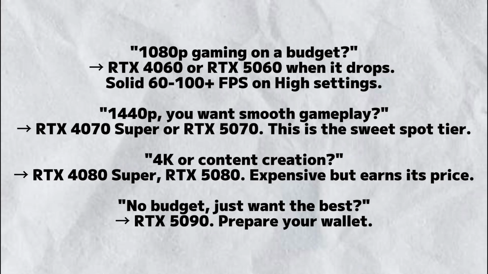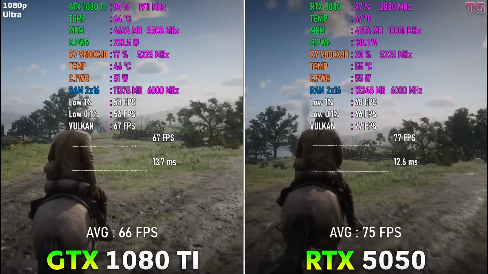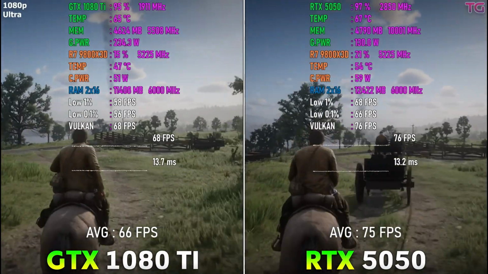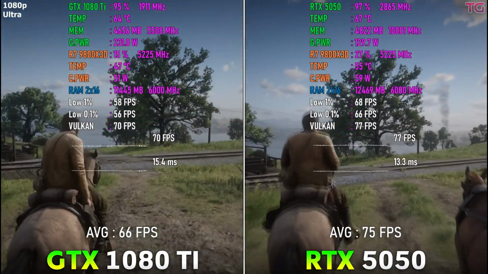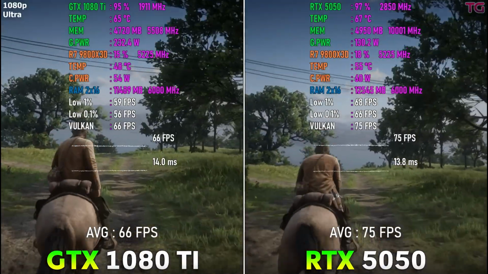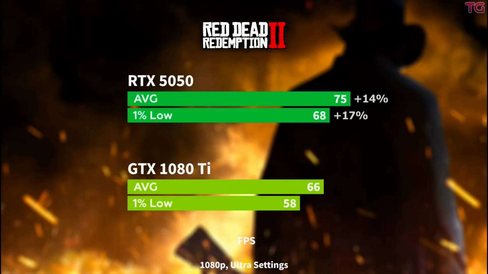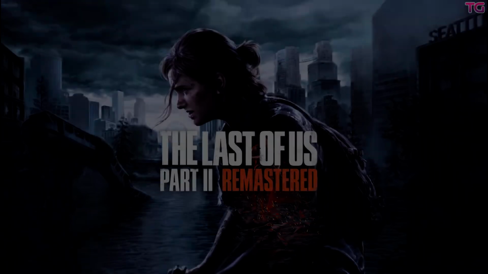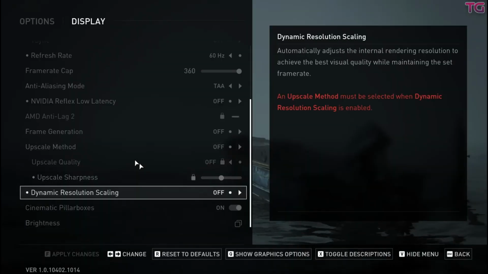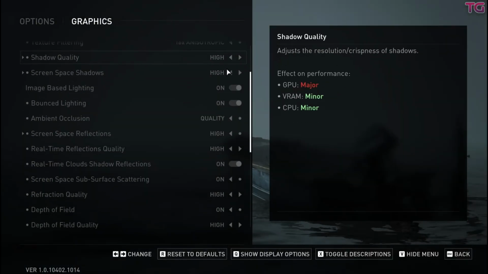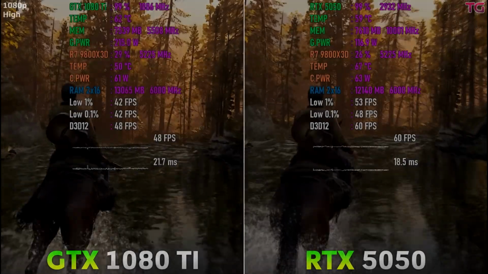1080p gaming on a budget: RTX 4060 or RTX 5060. Solid performance, won't break the bank. 1440p, you want smooth gameplay? RTX 4070 Super or RTX 5070. This is the sweet spot tier for most people. 4K or content creation: RTX 4080 Super or RTX 5080. Expensive, but earns its price. No budget, just want the absolute best? RTX 5090. Prepare your wallet and your power bill.